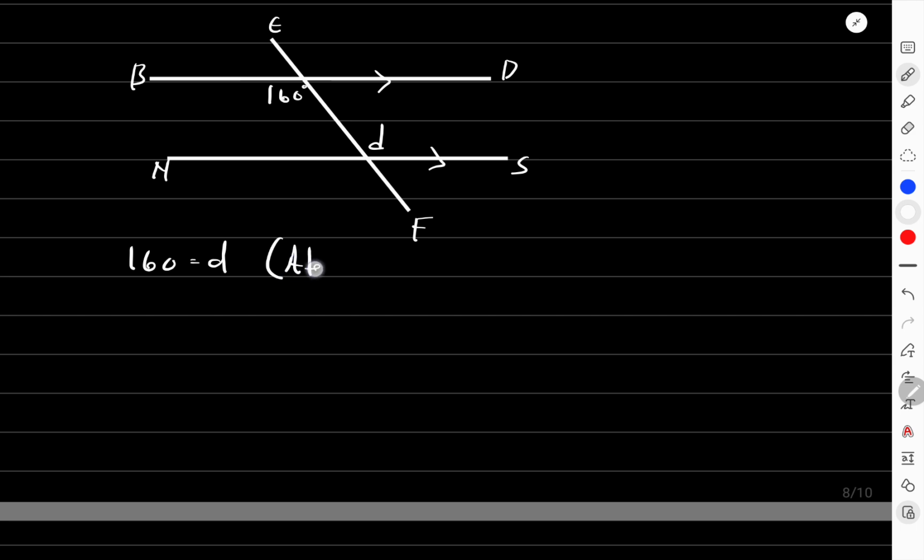Reason is going to be alternating angles. After writing alternating angles, I have to write which lines are parallel. Line BD is parallel to line NS. Then I'm done. I now know what the value of D is, 160 as well. It is 160 as well.